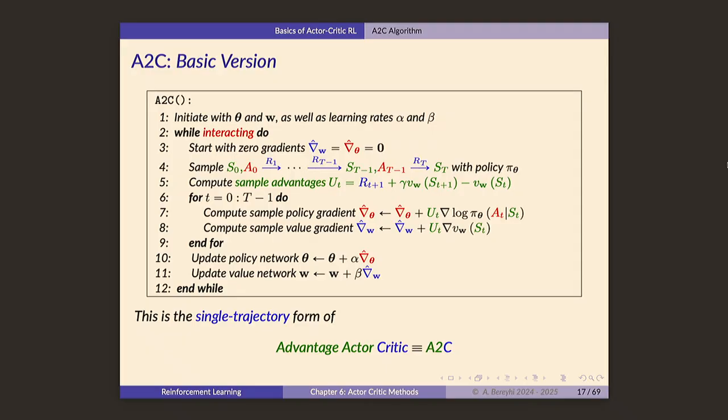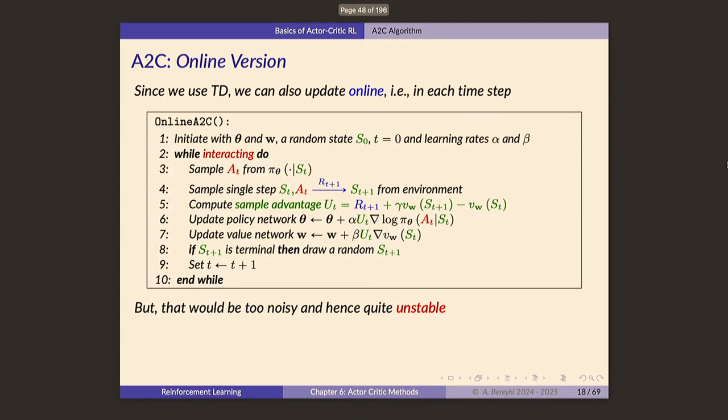Now, what I have shown you is actually a single trajectory form. This means that you are going to update your value and policy network after every single trajectory. Well, you can have an online version, you can have a mini batch version. In practice, you usually have a mini batch version. The online version you usually don't have because it's not very stable. But still, you can think about this.